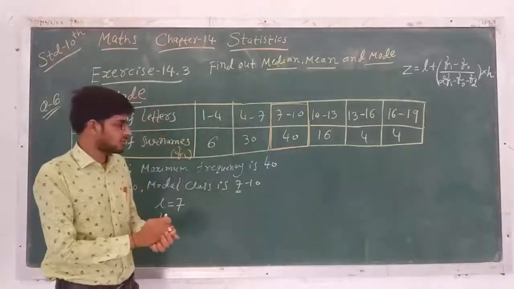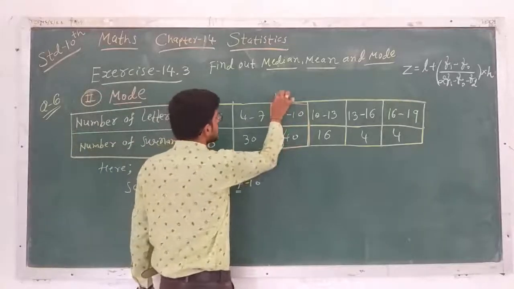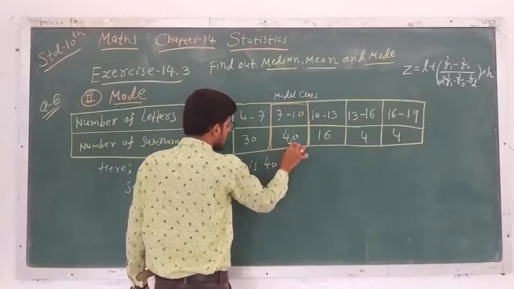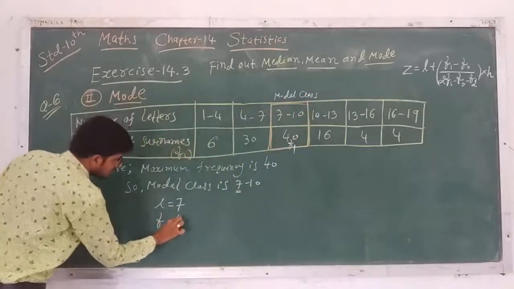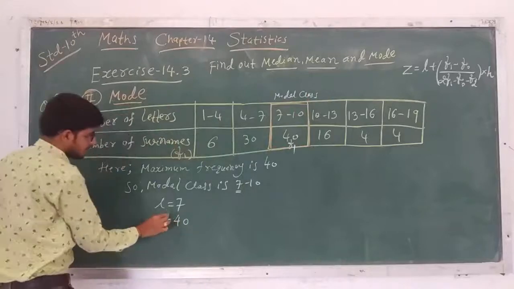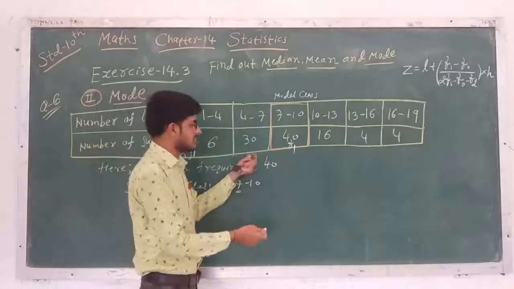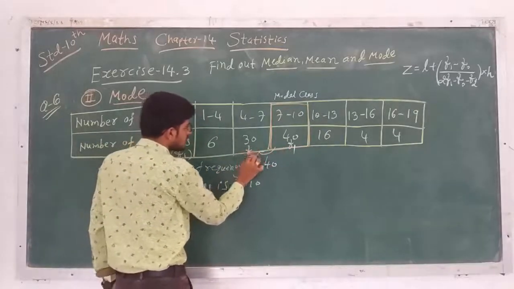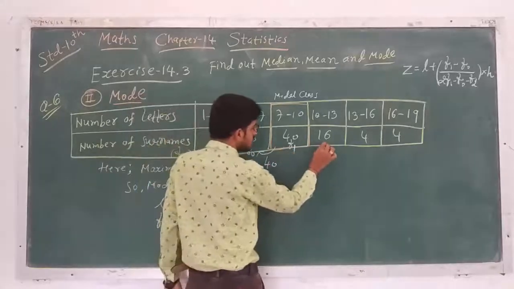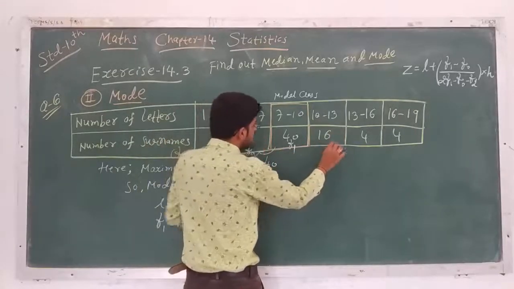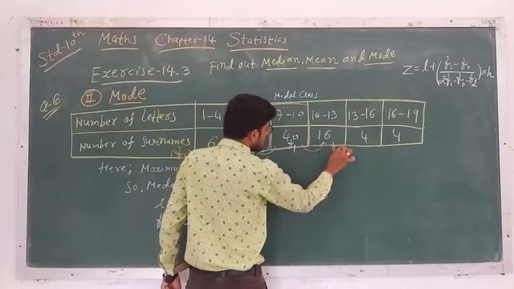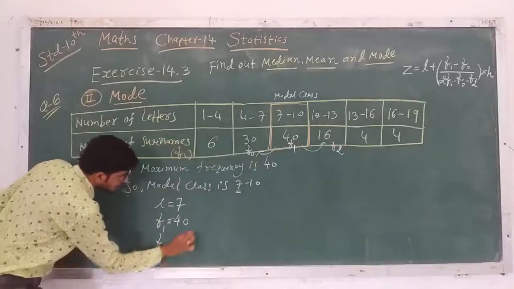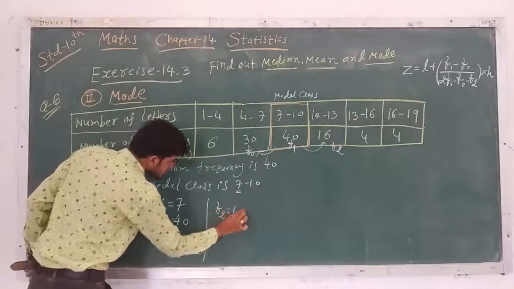The frequency of the modal class. The modal class is 7 to 10, so the frequency of the modal class is called F1. So F1 is equal to 40. The previous frequency of the modal class, previous means 30, so F0 is equal to 30. And the frequency of the succeeding class is called F2. So F2 is equal to 16.